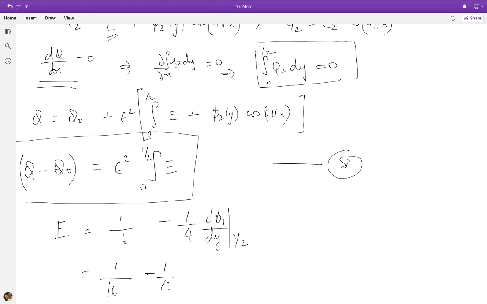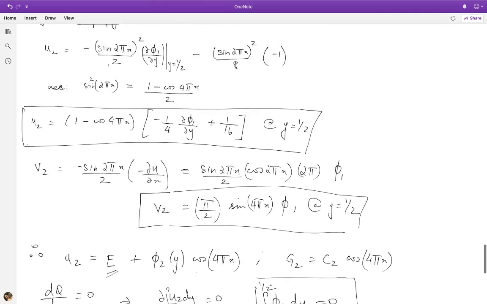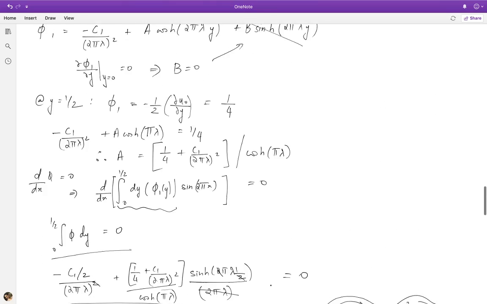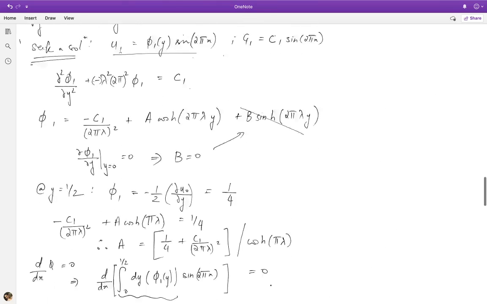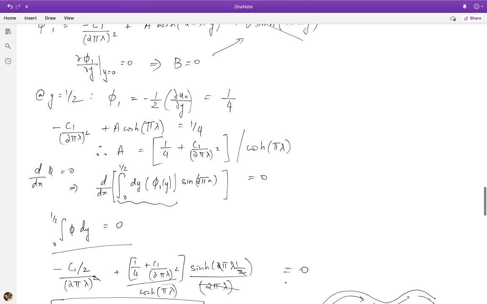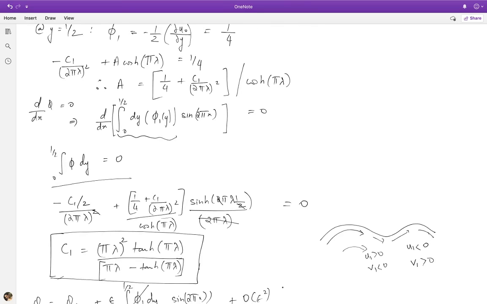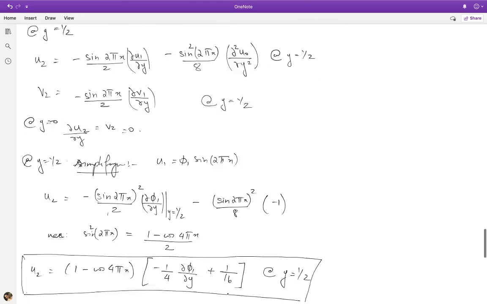So I have minus 1 by 4. I get a 2 pi lambda from the y derivative. What remains, of course, is a sinh times pi lambda after substituting y is equal to half. And then, of course, I had a multiplying it all, and a was 1 by 4 plus, a is all this stuff, so I can substitute that in there. But there's a denominator of cosh, that's important.